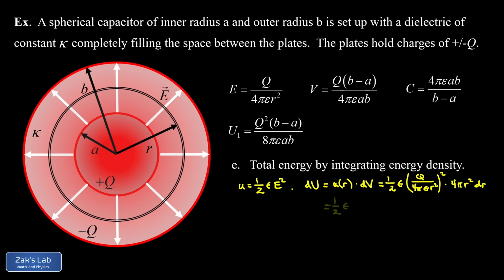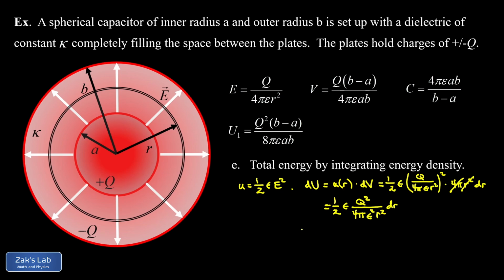So now we start to clean things up, and I have a 1/2 epsilon times Q squared. And then when I square this denominator, it gives me a 4 pi all squared, but I can cancel one of those with the 4 pi sitting here in the numerator. So I get 1 over 4 pi left over in the denominator. I have an epsilon squared down there as well. And then I end up with an r to the 4th down there when I square the electric field, but I can cancel 2 of those with the r squared in the numerator. So that gives me an r squared. And then we have our little differential dr.